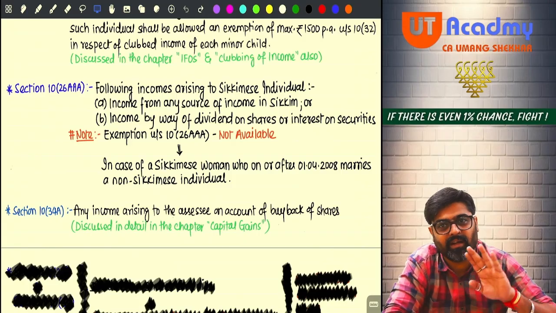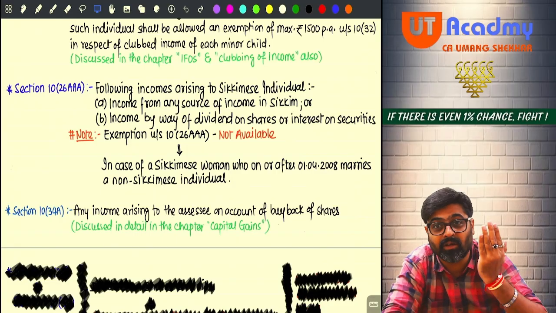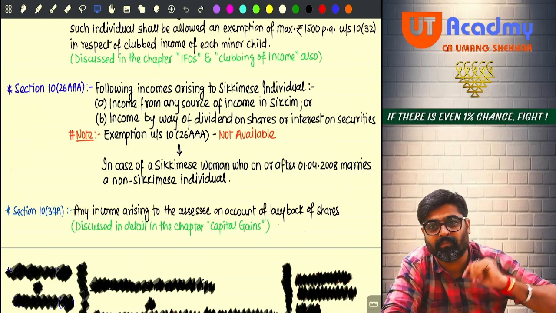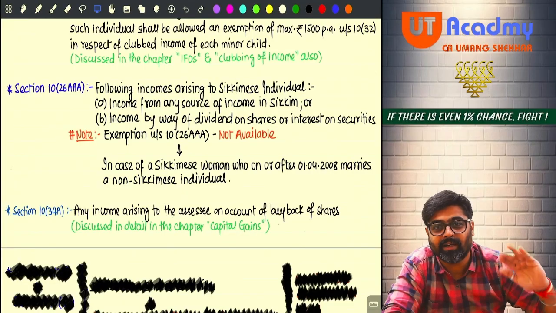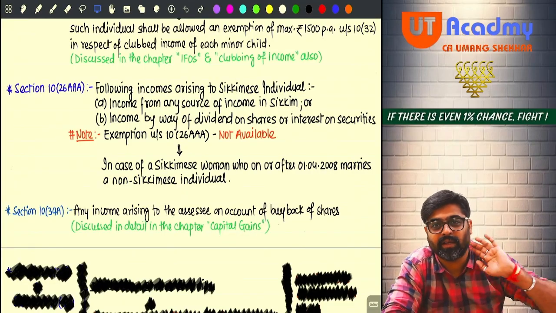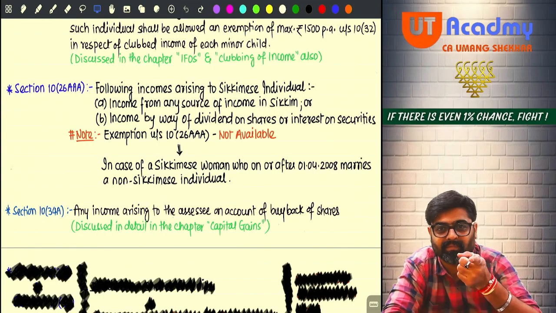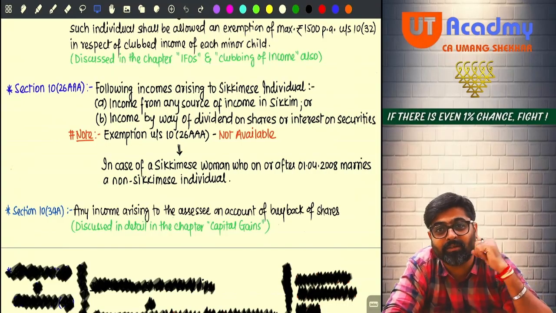So I am still unmarried. I will marry a Sikkimese girl. Now that Sikkimese girl will come as my wife. She will stay with me. I will keep on investing money in her name. Dividend, interest, fully exempt. This practice will start. Now no Sikkimese female will marry a Sikkimese man. Every Sikkimese female will marry a non-Sikkimese guy.